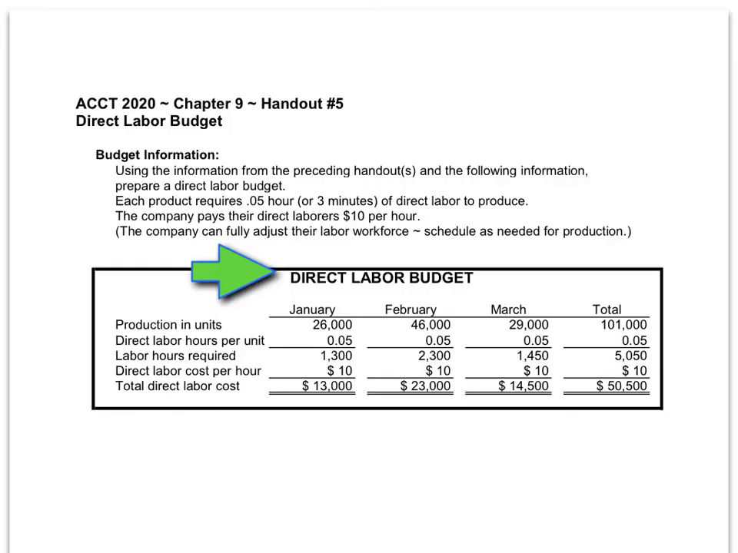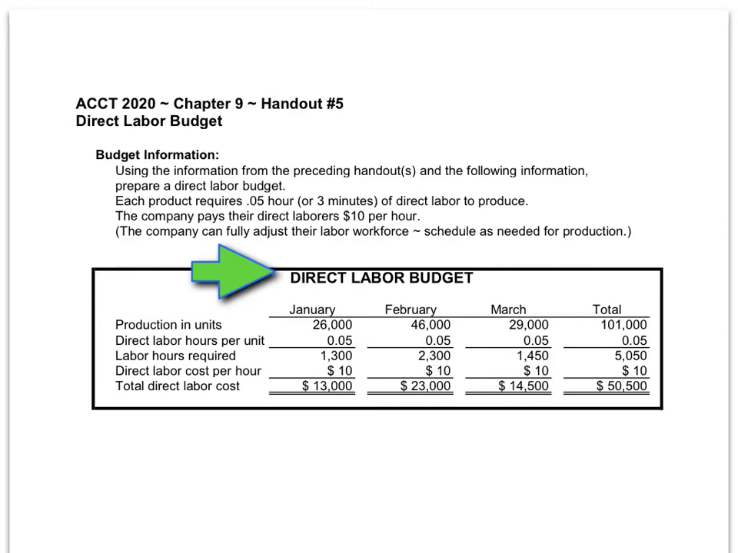The direct labor budget is one of the easier budgets because it's pretty darn quick. So you start with production in units, and we got that from our production budget. So I'll just enter that across the row. Then it says that each product requires 0.05 hours, or 3 minutes, of direct labor to produce. And so we are going to multiply each one by 0.05.